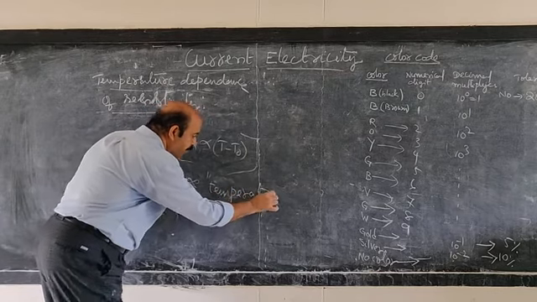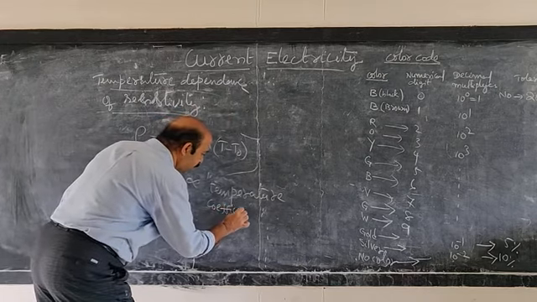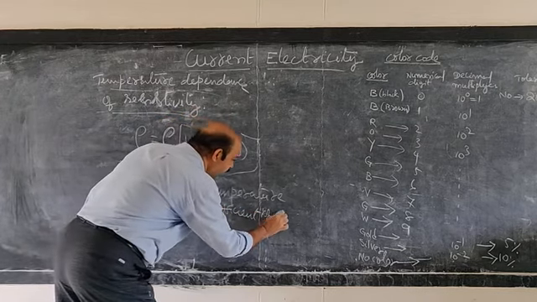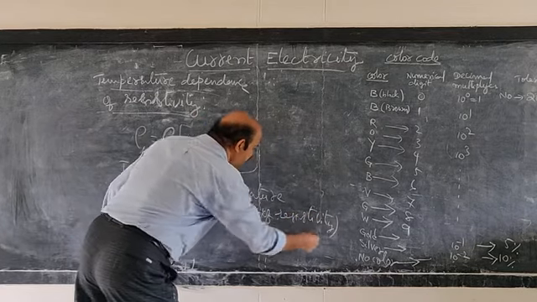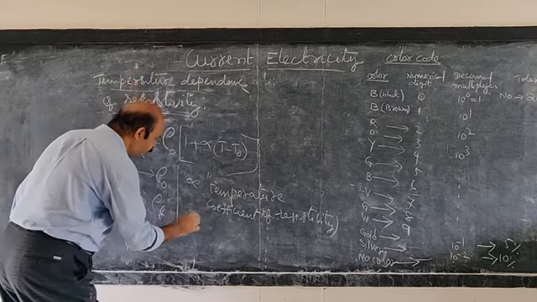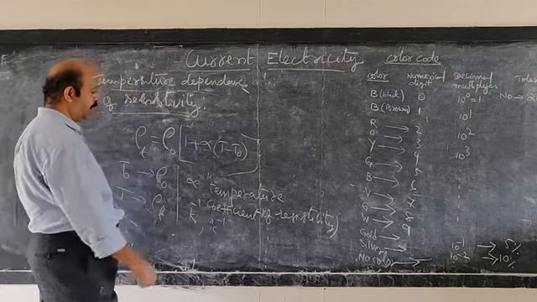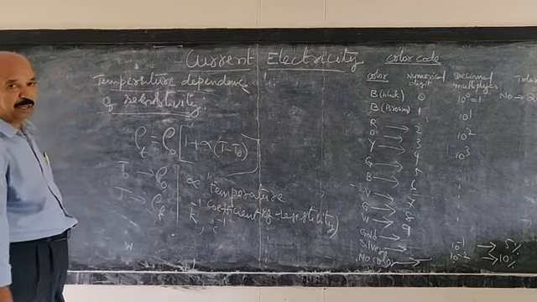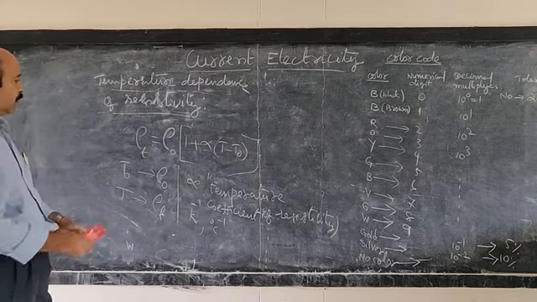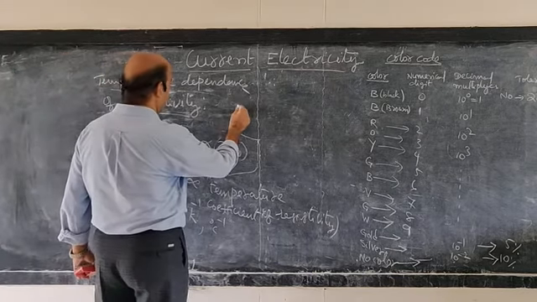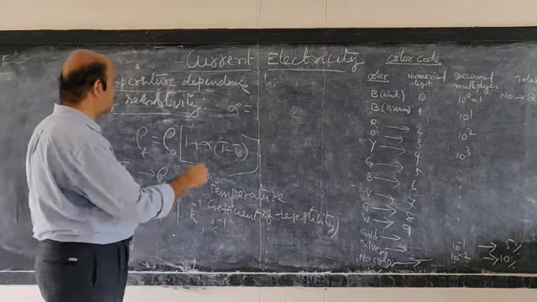Alpha is a constant, and it is called the temperature quotient of resistivity. So it has the unit of per Kelvin or per degree C, because that is the reciprocal of temperature. The unit of alpha is reciprocal of temperature. So in general, you can define the alpha, the temperature quotient of resistivity, like this.